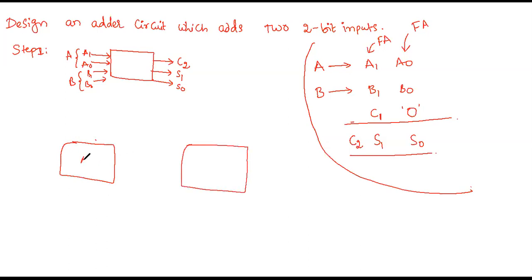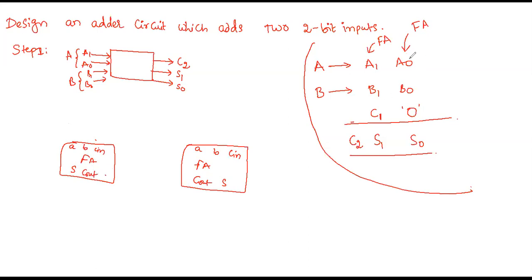Okay. This is one full adder. This is another full adder. What are the inputs for the full adder? A, B, C in. Outputs are S, C out.